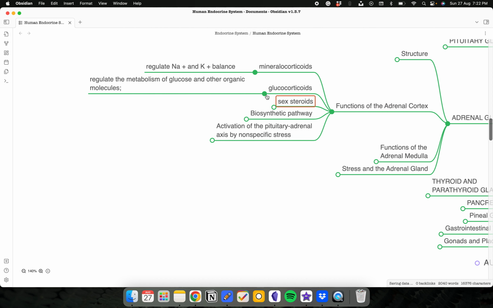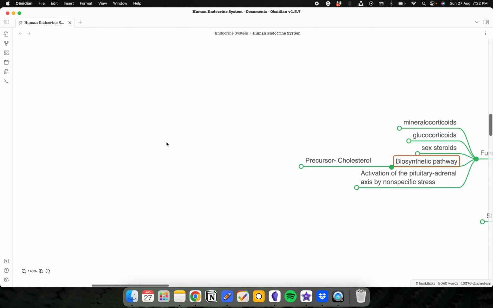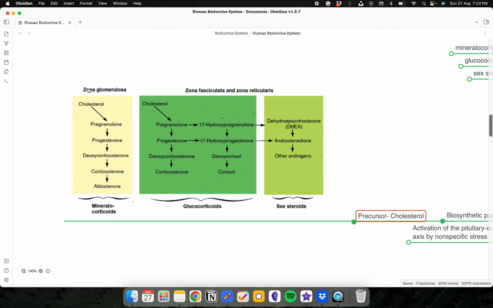Next we'll discuss the biosynthetic pathway, how mineralocorticoids and glucocorticoids are linked via their biosynthetic pathway. For all of them, the precursor is cholesterol. As I have already mentioned, in the adrenal cortex we have three zones: the outer part is the zona glomerulosa, the middle part is the zona fasciculata, and the inner part is the zona reticularis. In the zona glomerulosa, mineralocorticoids are synthesized.